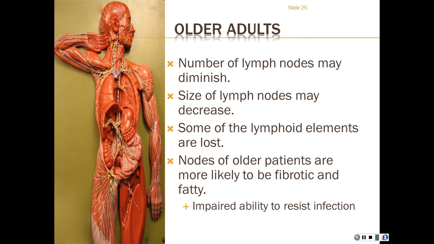In older adults, the number of lymph nodes may diminish, the size of the lymph nodes decreases, some of the lymph node elements are lost, and the nodes of older patients are more likely to be fibrotic and fatty. Therefore, they have a decreased ability to fight infections.